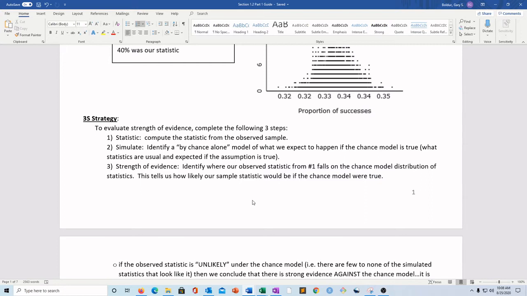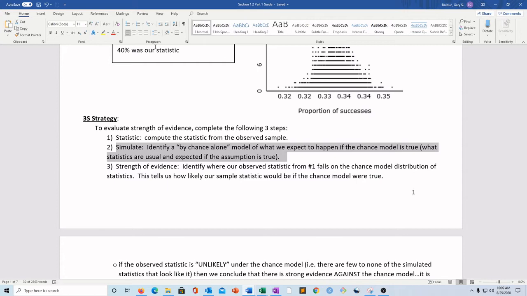The 3S strategy. We're going to get a statistic. So we've got some sample. We get a statistic from it. All right, it's a proportion, it's a mean right now. Then we figure out the by chance alone. So we figure out the chance model, and we've been kind of just breezing past this a little bit. We haven't talked too much about how to create this yet, but we'll get into it more.